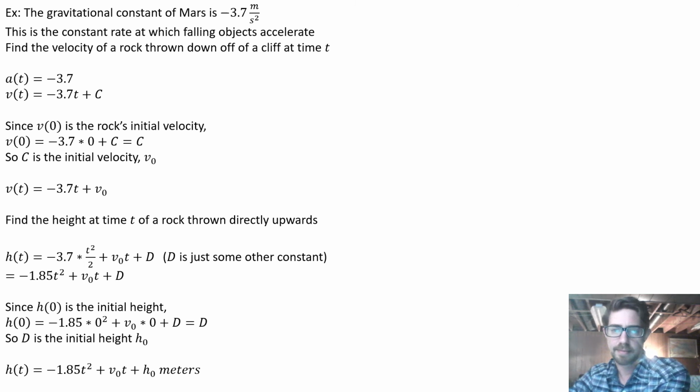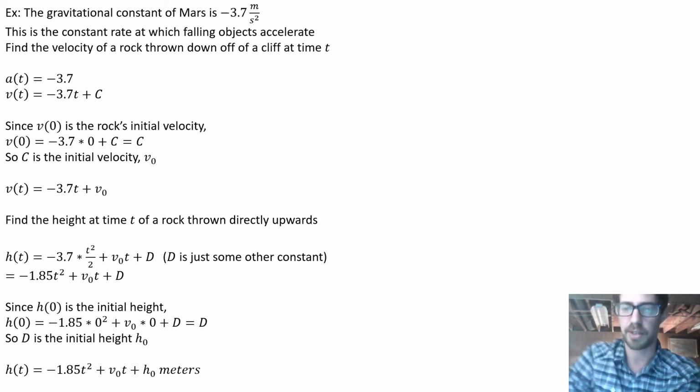And there it is. That's the height of a rock thrown on Mars at time t. Negative 1.85 t squared plus the initial velocity times t plus the initial height. And this is in meters. Again, this is the same exact equation as on Earth. On Earth, it's negative 4.9 t squared plus v naught times t plus h naught. And so that should make sense. Physics works the same way. Gravity works the same way. It's just a different constant because there's a different constant of gravity on Mars than there is on Earth.